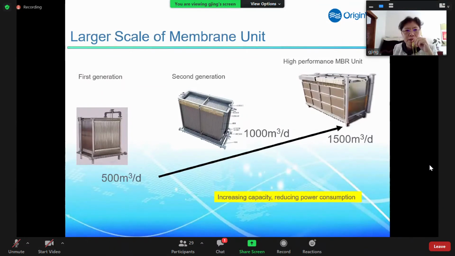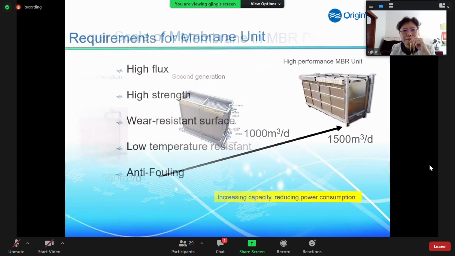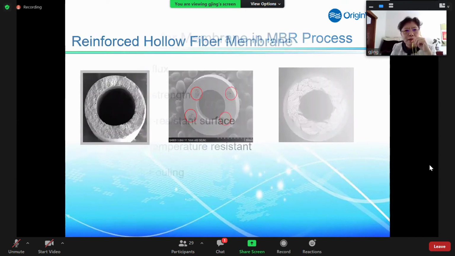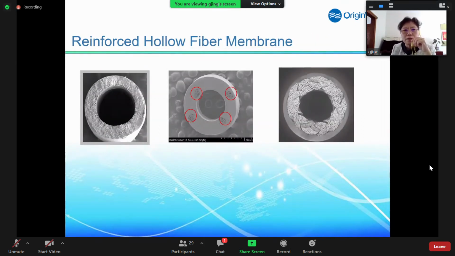And for the MBR unit, the capacity has increased from 500 cubic meters per day to 1,500 cubic meters per day. They all meet the requirements for MBR application, and have done a very good job in wastewater treatment and reuse. Now let's talk about membrane material development.